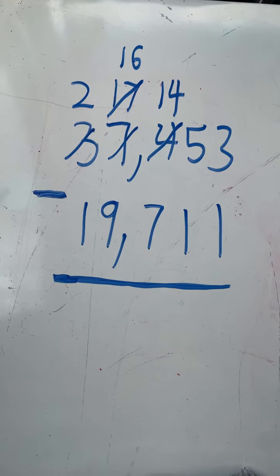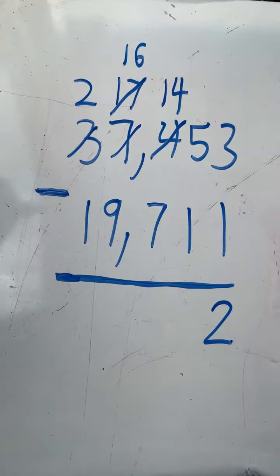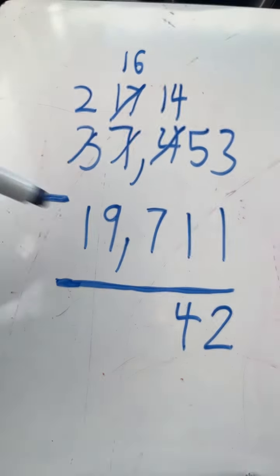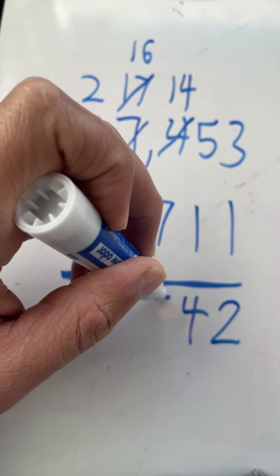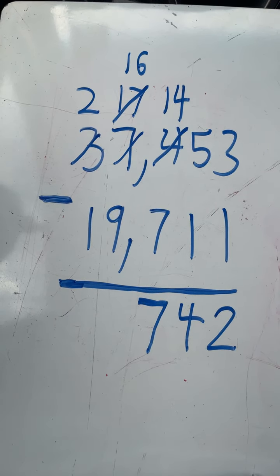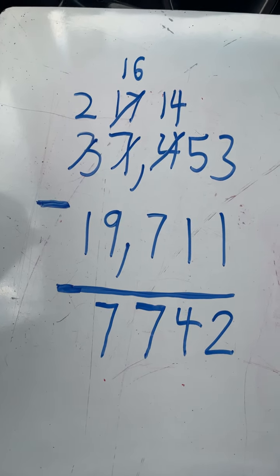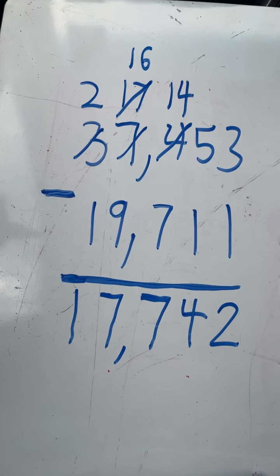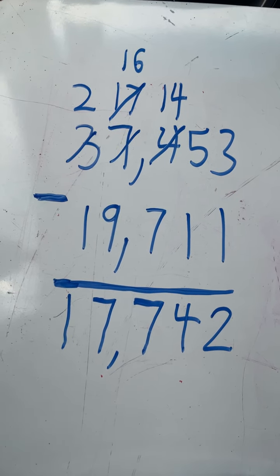Now, when we subtract, we always start in the ones place. So 3 take away 1, 3 minus 1 equals 2. 5 minus 1 equals 4. 14 minus 7 equals 7. 16 minus 9 also equals 7. And 2 minus 1 equals 1. And we have our final answer.